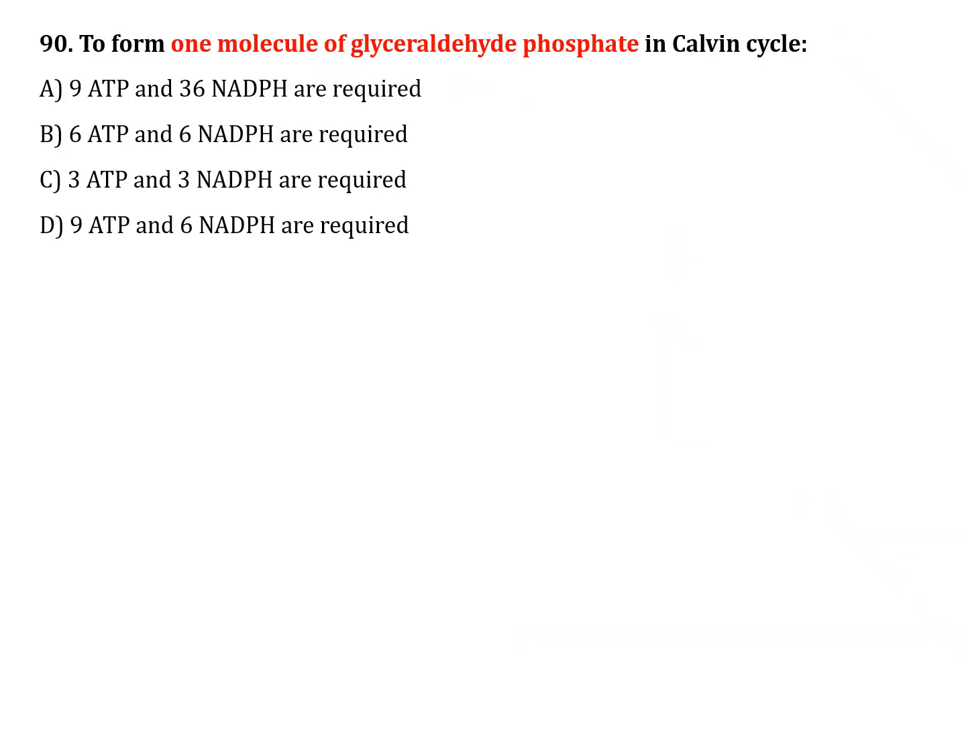The next question, number 90. To form 1 molecule of glyceraldehyde phosphate in the Calvin cycle: option A, 9 ATP and 36 NADPH are required; option B, 6 ATP and 6 NADPH2 are required; option C, 3 ATP and 3 NADPH are required; option D, 9 ATP and 6 NADPH are required. The correct answer is option D, 9 ATP and 6 NADPH are required.